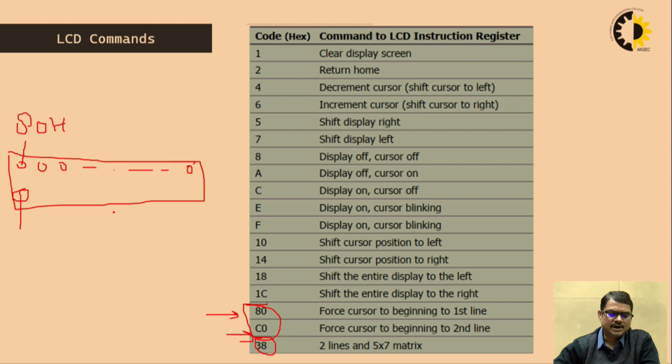And what about the addresses for the second, third and fourth characters? You can count in sequence: 80H is the address of the first character, 81H is the address of the second character, 82H for the third, 83H for the fourth, and so on.